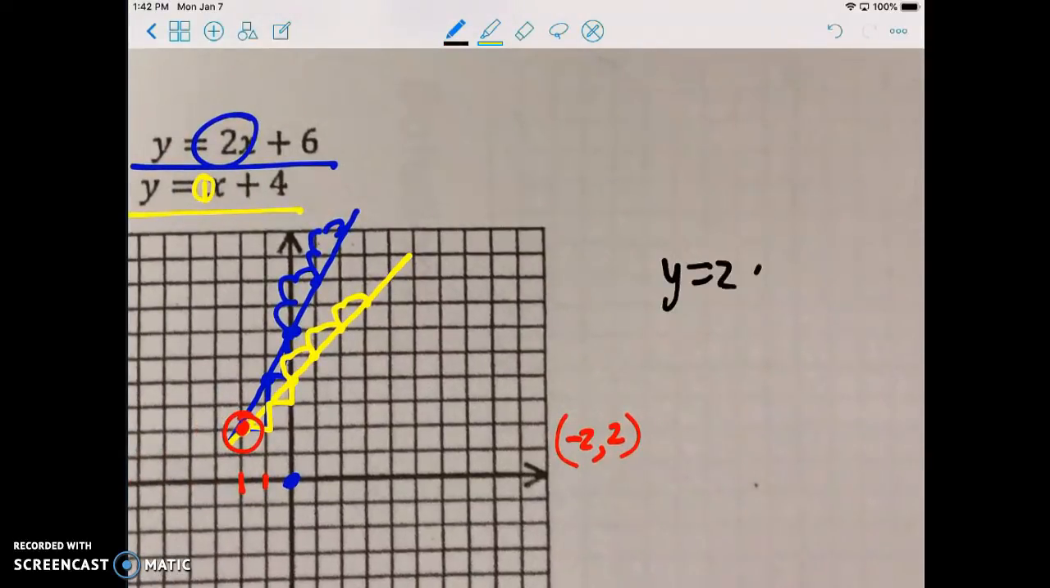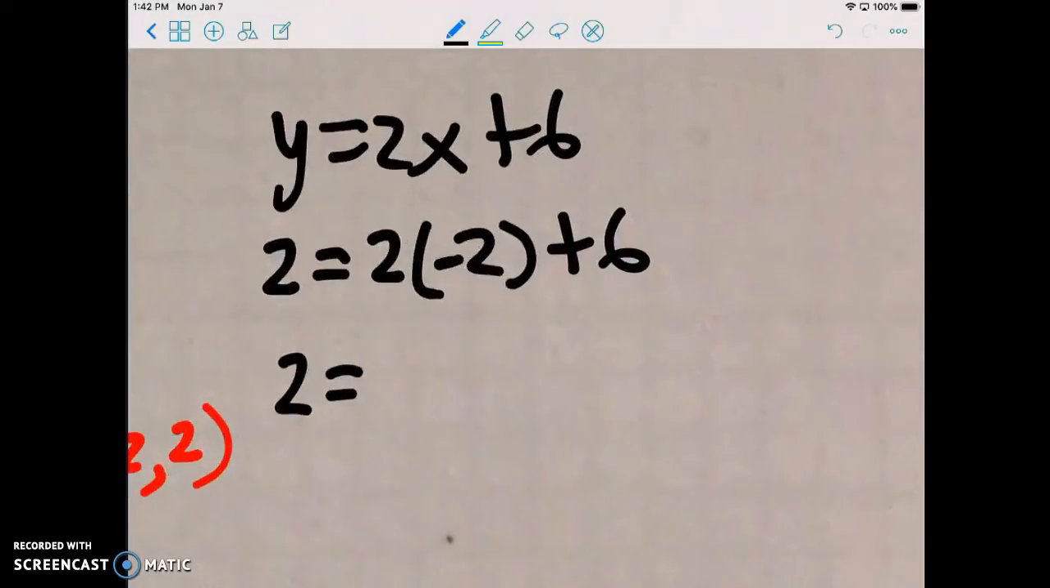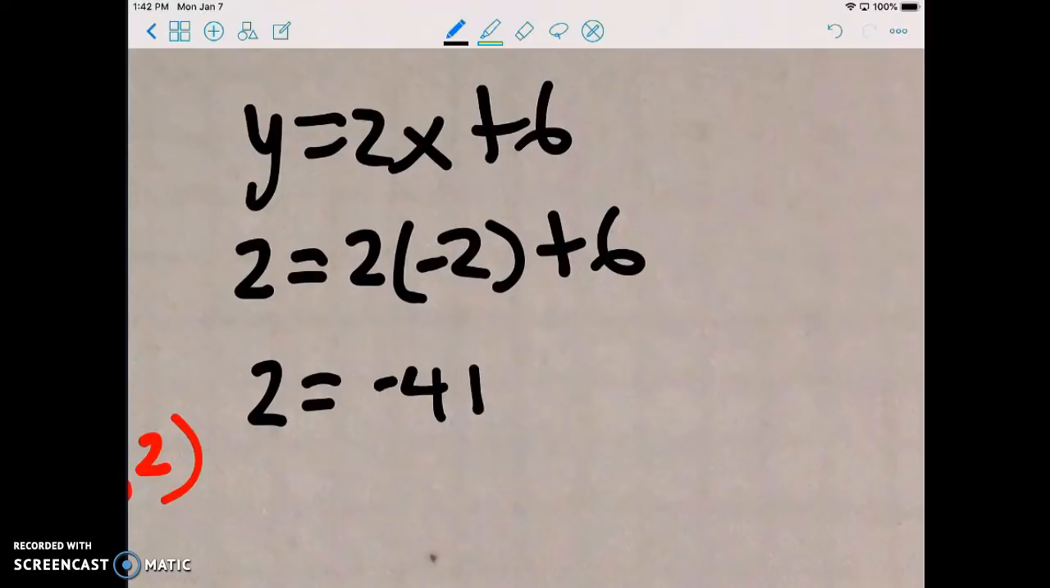y equals 2x plus 6. y is 2. x is negative 2. And now it should work. 2 equals 2 times negative 2 is negative 4 plus 6. Negative 4 plus 6 is positive 2. And we had a 2, so that works.